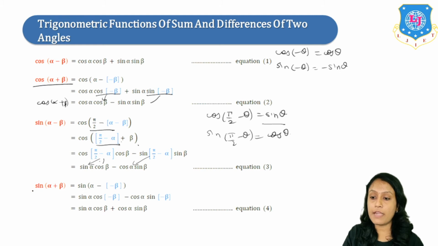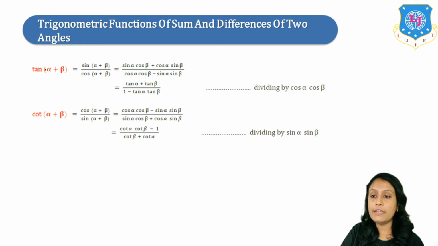Now we'll find the formula of sin alpha plus beta. So we will write it as sin alpha minus minus beta. Now we'll apply this sin alpha minus beta formula, and we will use the rule cos of minus theta is cos theta and sin of minus theta is minus sin theta. So you will get the formula of sin alpha plus beta as sin alpha cos beta plus cos alpha sin beta.